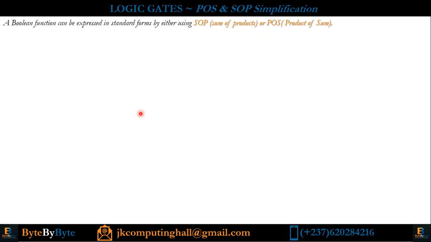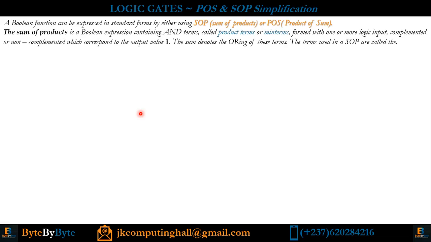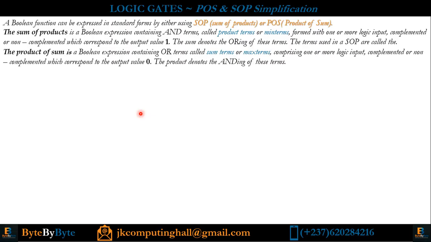A Boolean function can be expressed in standard forms by either using the SOP, sum of product, or the POS, product of sum. The sum of product is a Boolean expression containing AND terms called product terms or min terms, formed with one or more logic inputs, complemented or non-complemented, which correspond to the output value 1. The sum denotes the ORing of these terms. The terms used in a SOP are called, as already said, the min terms.